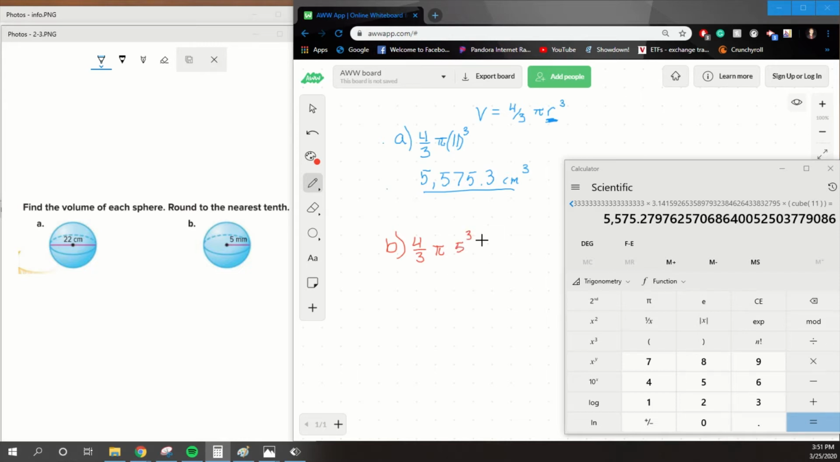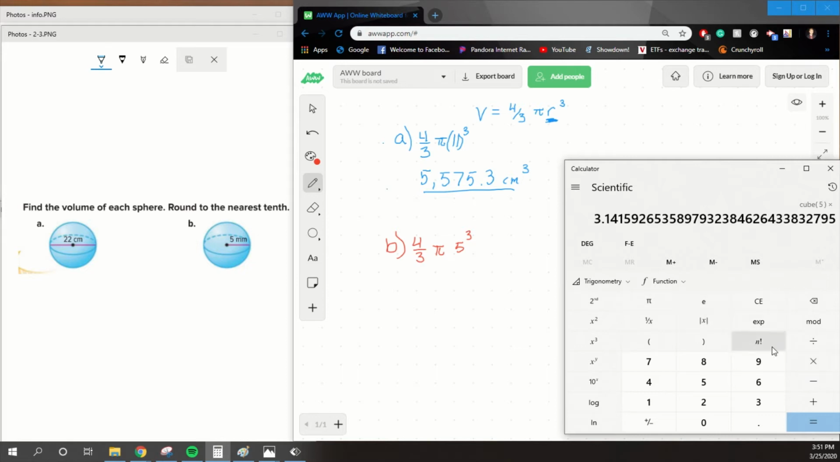Again, you do your exponents first. You've seen me plug it in. This one I plugged in left to right, but I still put my 11 to the third power in parentheses so that the calculator calculated that one first. But it's important to know that 5 cubed is 125.